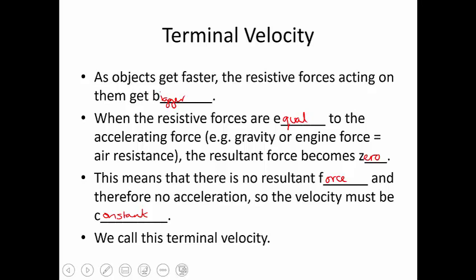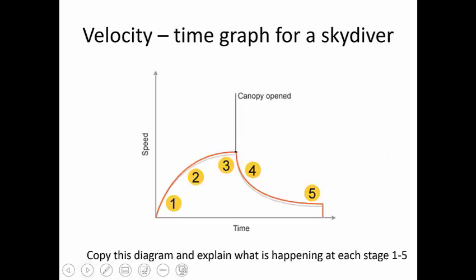Okay, let's have a look at this motion on a graph. So we're going to have a look first of all at a velocity time graph for a skydiver. What I'd like you to do, copy the diagram into your books and write a note for what is happening at each of stages 1 to 5. Pause the video while you do that, and then I'll go through what you should have put.